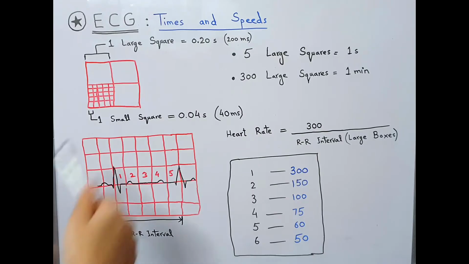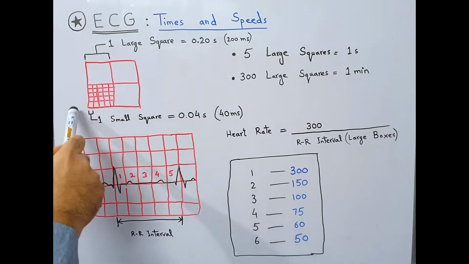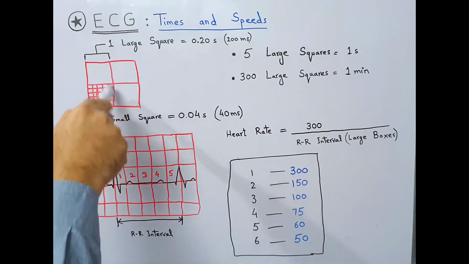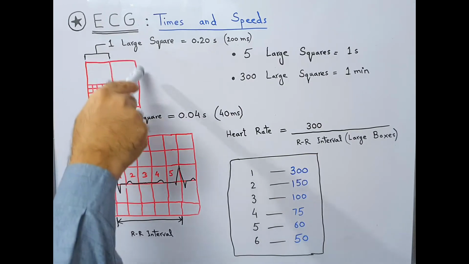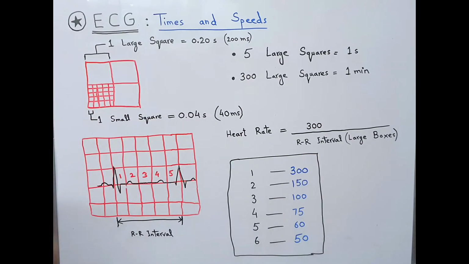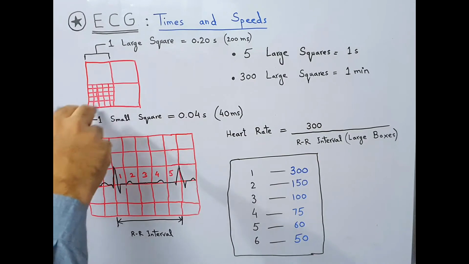Now we will see different times and speeds. If you see the ECG paper, it is made up of two types of boxes. One type is separated by thick lines and they are large boxes. The others are separated by thin lines and they are small boxes.